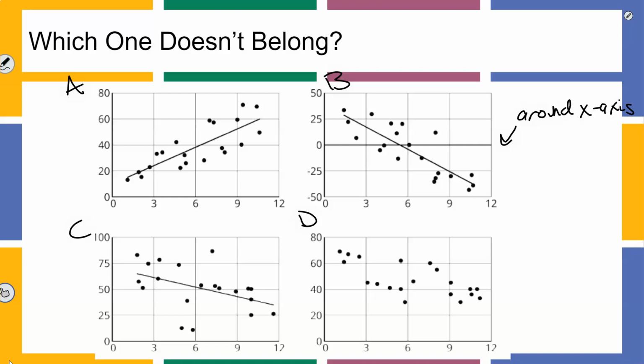Any others? Yeah. D doesn't have a line. Anyone else? Why would A not belong? It's ascending because it's positive, it's ascending, sure. It's going up instead of all these other ones going down. B is around the x-axis.